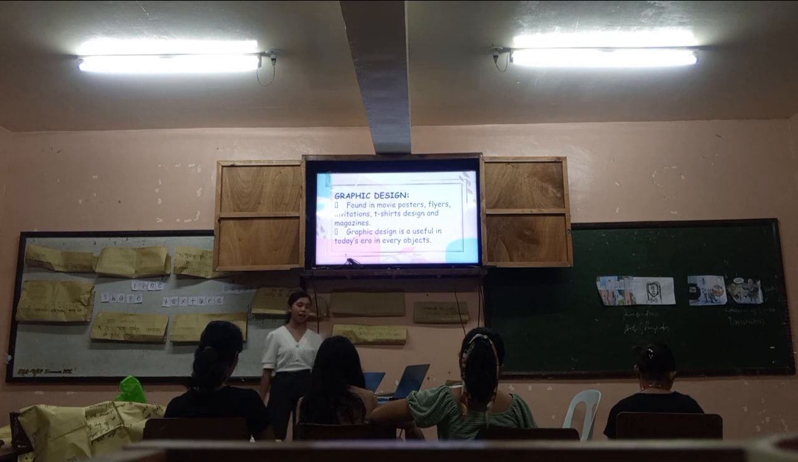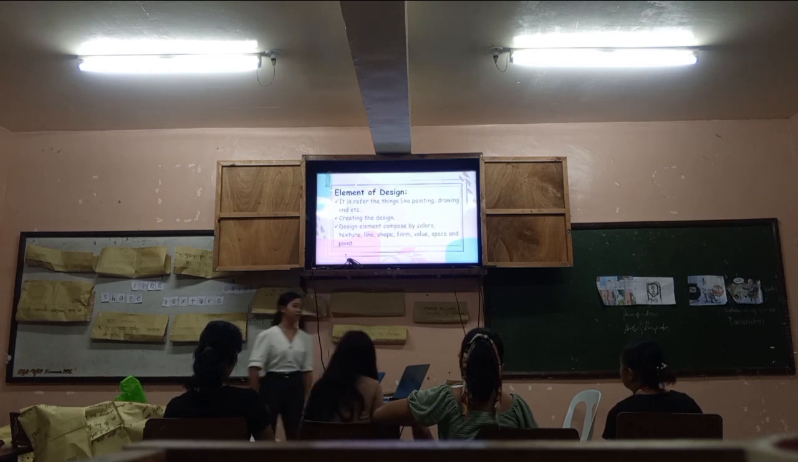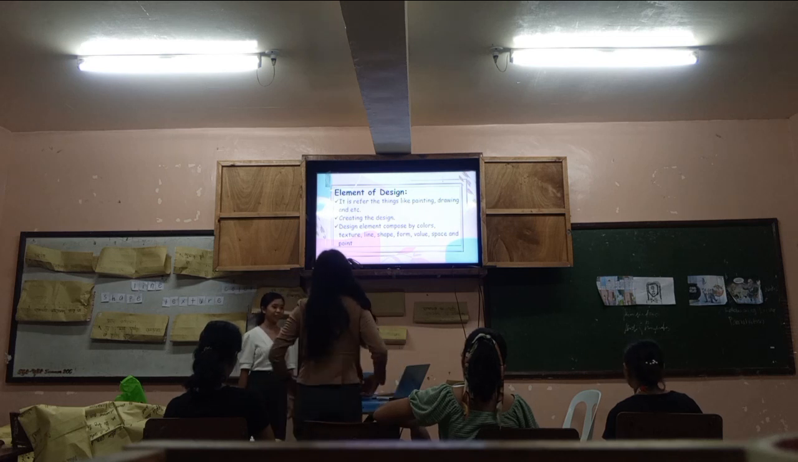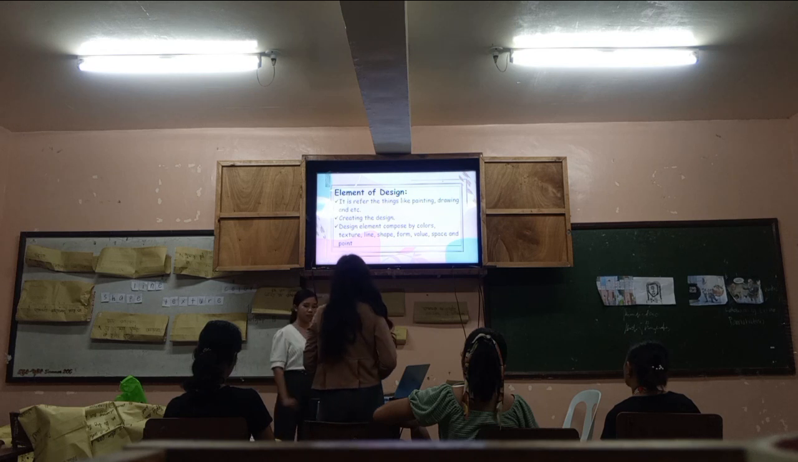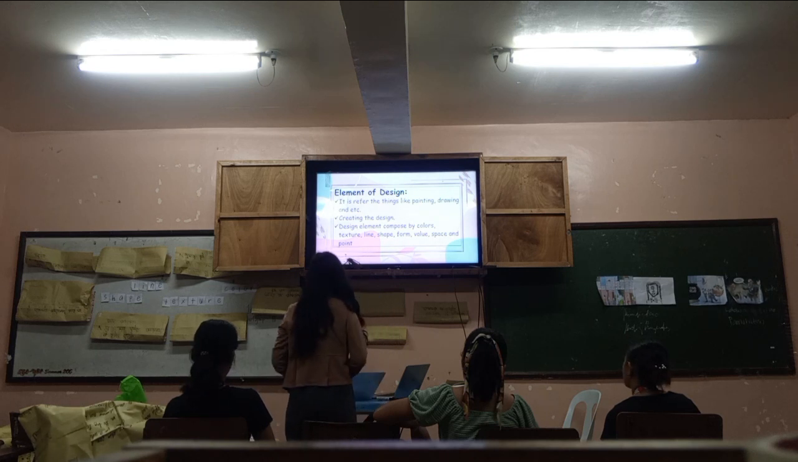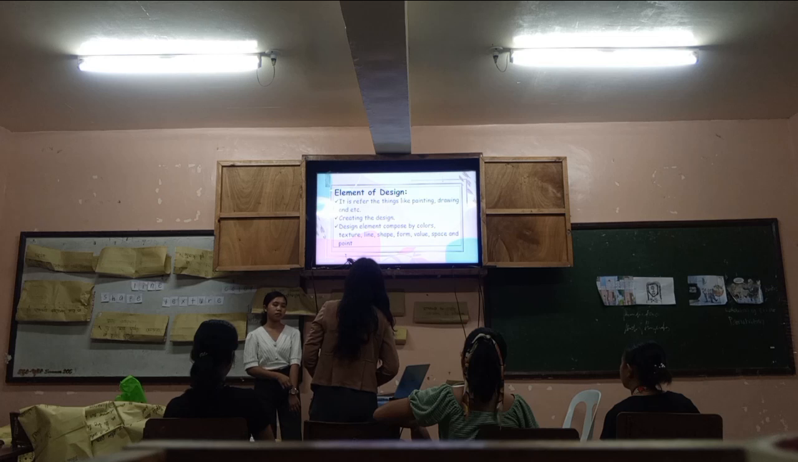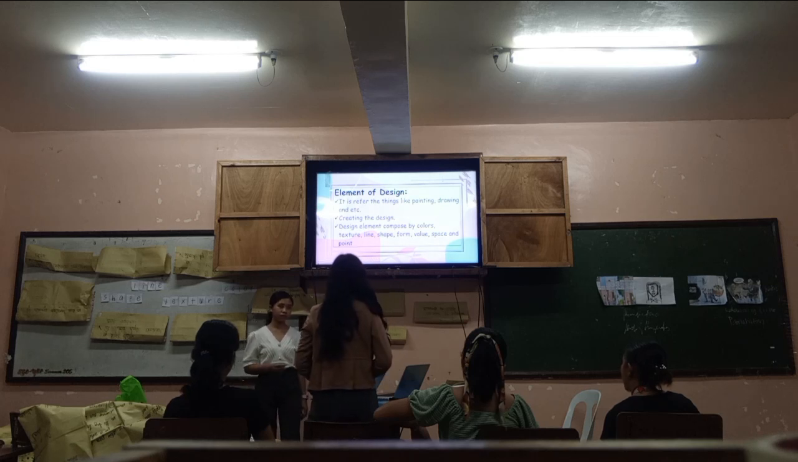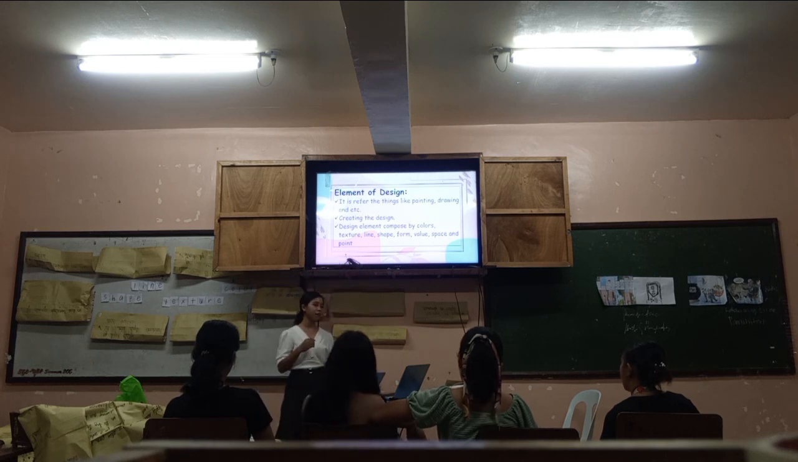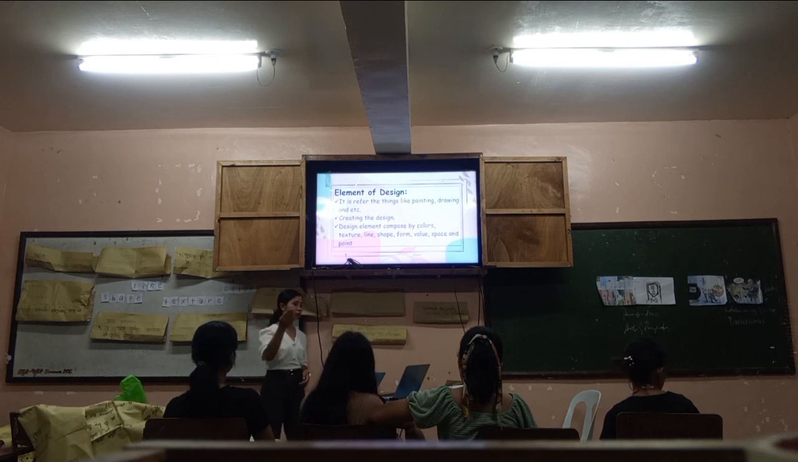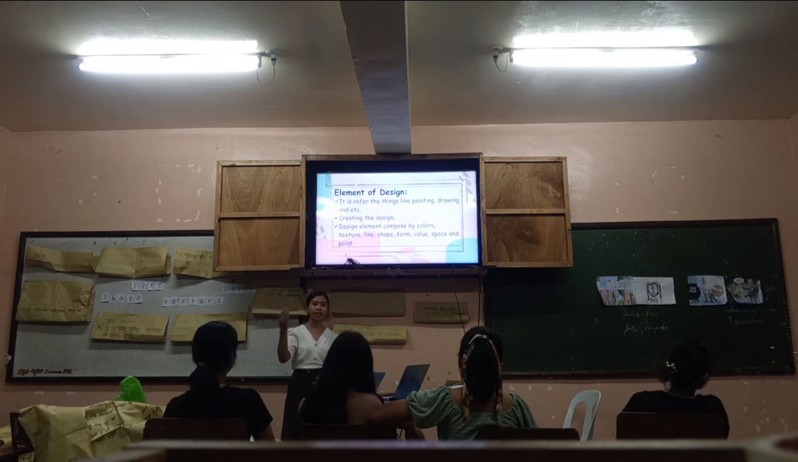Hyla, please read the elements of design. Elements of design refers to things like painting, drawing, and so on, creating the design. The elements are composed of color, texture, line, shape, form, value, space, and point. Okay, elements of design refers to things like painting, drawing, and what else? Do you have any idea?